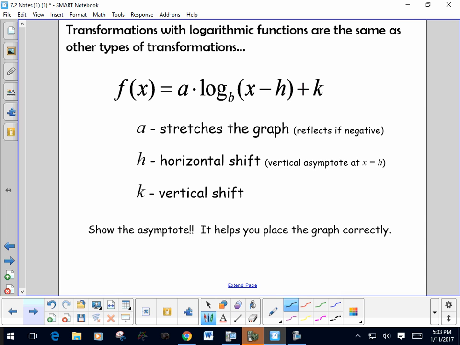Transformations with logarithmic functions work the same as with other types of transformations, with other types of functions. So if it has a number added to the end, a constant, that is a vertical shift. That is going to shift it up or down. If it has a value with the x, that is going to shift it left and right.